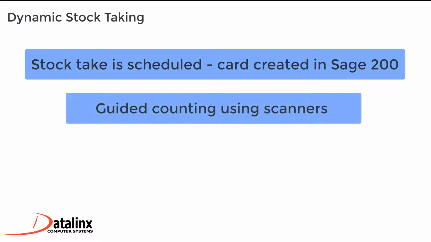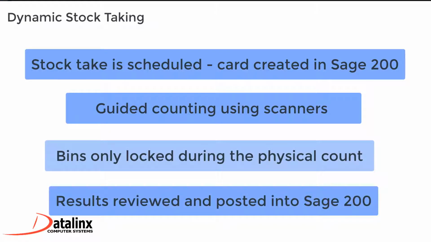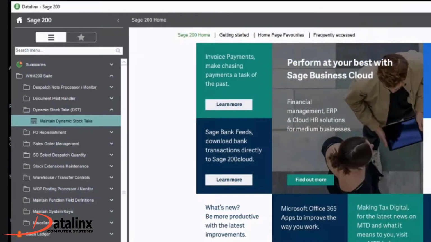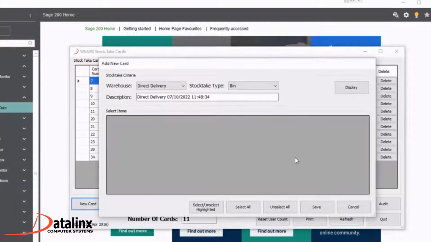The counting process will be completed by a warehouse operative using a handheld device, and we'll validate the stocktake results back in Sage 200. Within Sage, we'll access Dynamic Stocktake, and we'll create a new card. Once the card is created, it can be reused in the future.